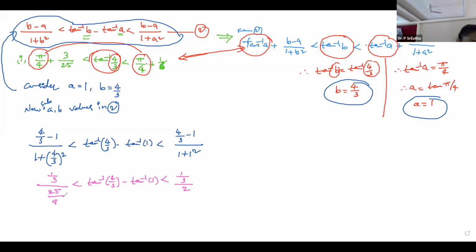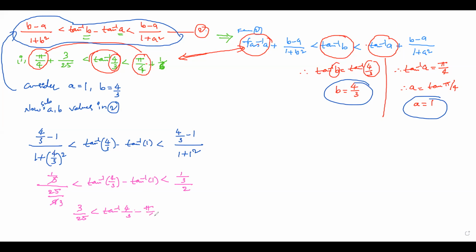After simplification, this is 3 by 25, which is less than tan inverse 4 by 3 minus tan inverse of 1, which is pi by 4, is less than 1 by 6. Next, add pi by 4 on both sides.